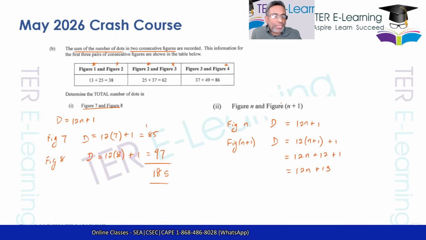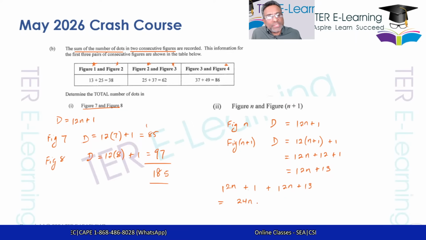Okay, so you want to add up all of the dots here. So we're going to say 12n plus 1 plus 12n plus 13. So when I add this up here, 12n plus 12n will give us 24n, and then 1 plus 13 will give us 14. Okay?